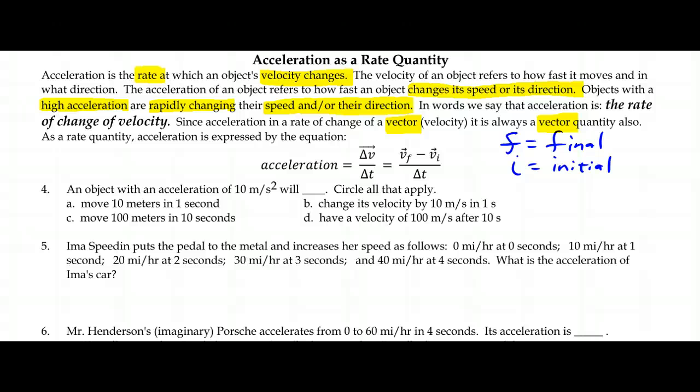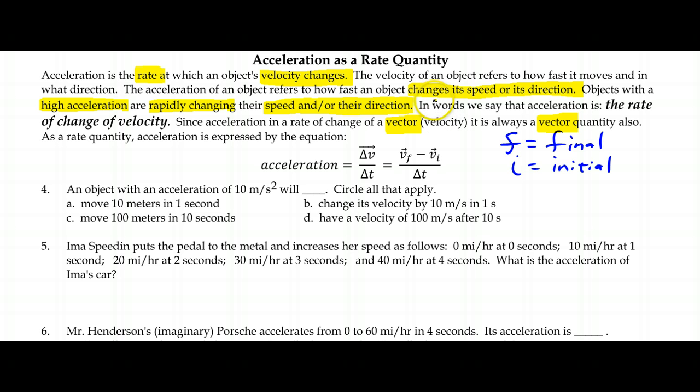Okay, in part 2 of this guide sheet video, we're going to be going over acceleration as a rate quantity, how to calculate the value, the numerical part of acceleration. So acceleration is a rate. It is the rate at which velocity changes, so it's change of velocity divided by time.